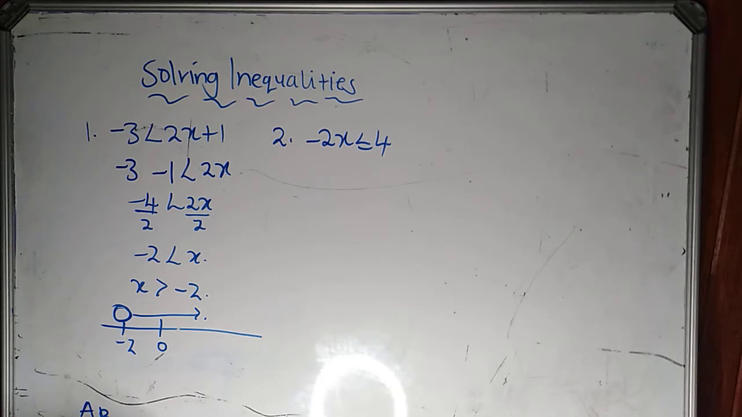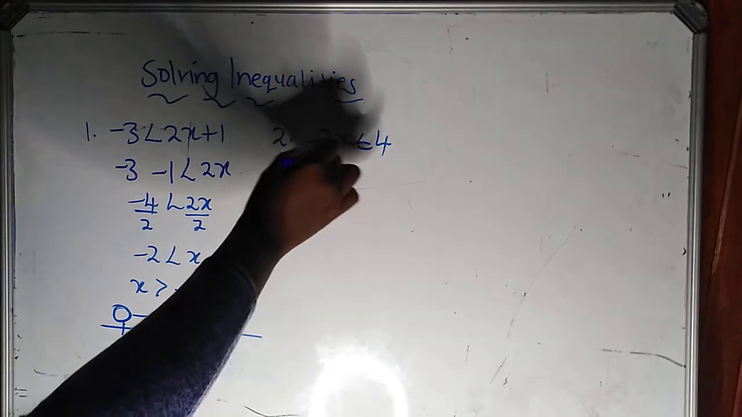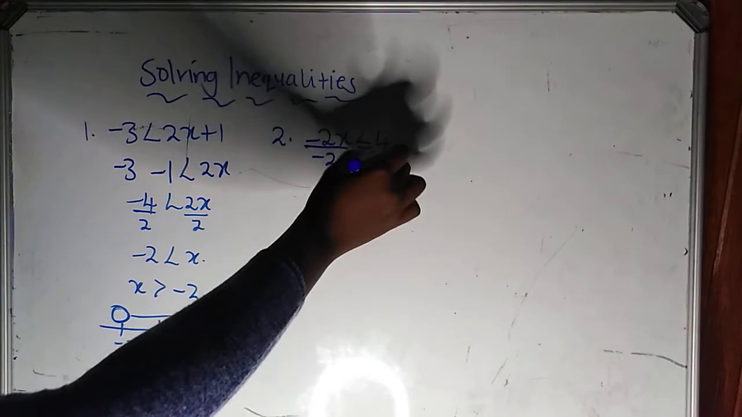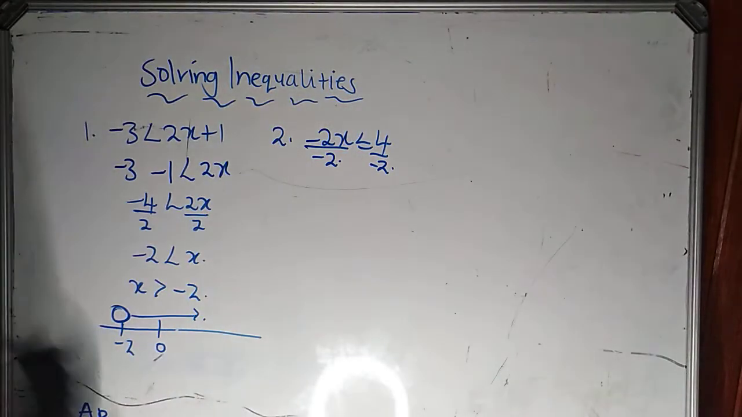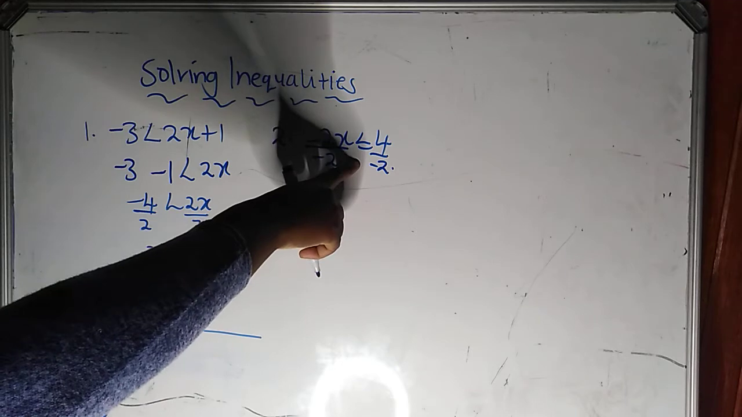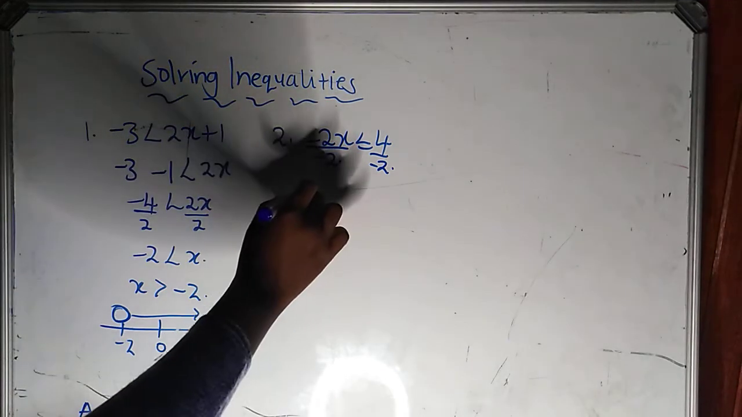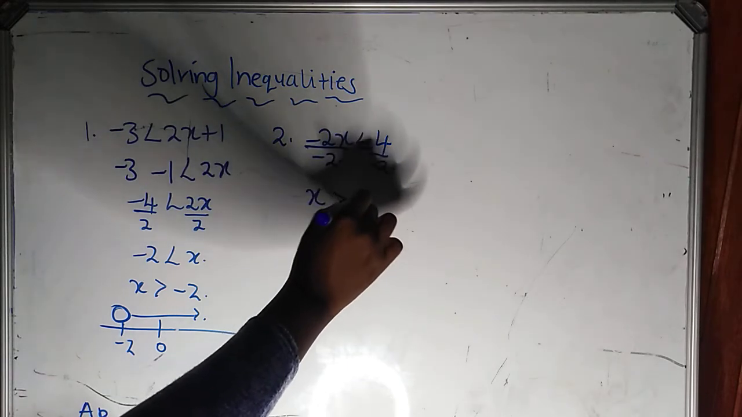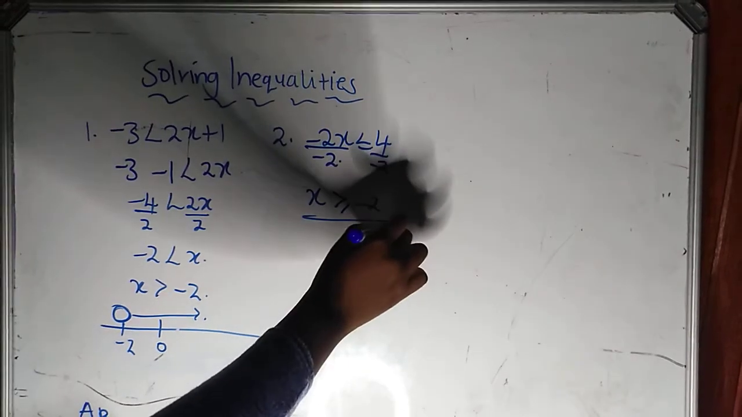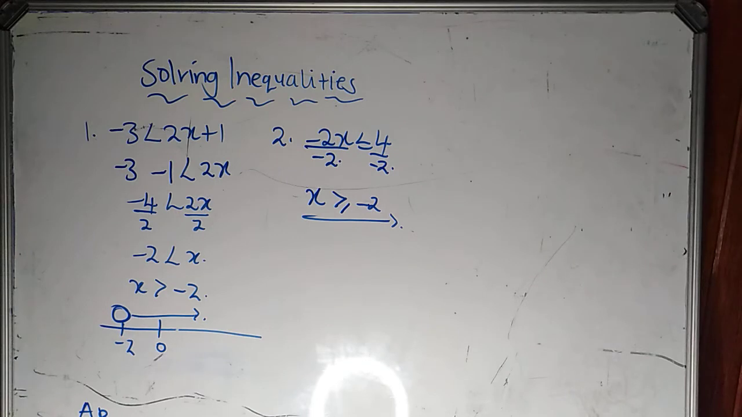They said minus 2x is less than or equal to 4. I need you guys to take note of something. When you're dealing with inequalities or when you're simplifying inequalities, whenever you have to divide by a negative, right? Whenever you divide by a negative, your inequality sign must change, right? Since we've divided by a negative 2 there, we will say x is greater or equal to minus 2. Our final solution is x is greater or equal to minus 2.